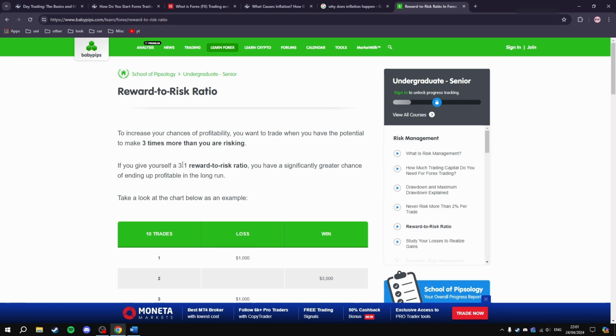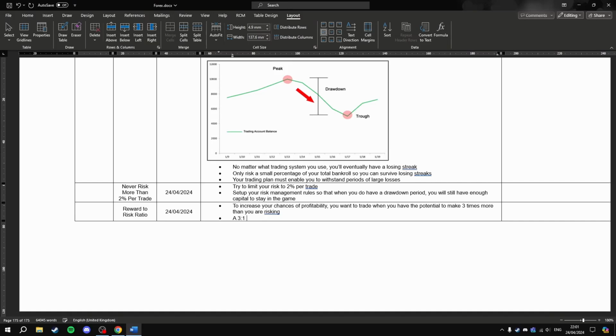If you give yourself a 3 to 1 reward to risk ratio, you have a significantly greater chance of ending up profitable in the long run. So a 3 to 1 reward to risk ratio is the target.